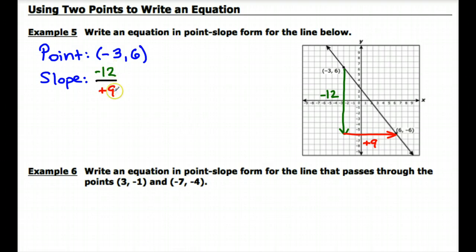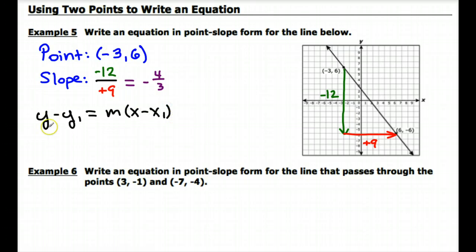So your slope is negative 12 over positive 9, which reduces to negative 4/3. So that means that the point-slope form of this line is going to be the equation. Again, we're using y minus y sub 1 equals m times the quantity x minus x sub 1.